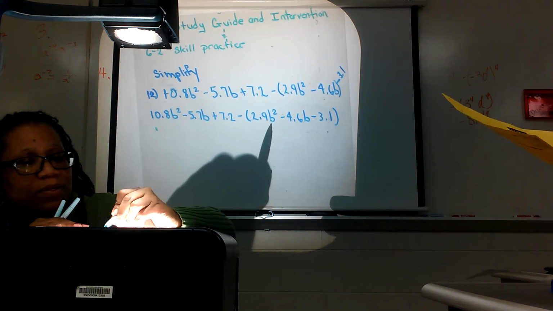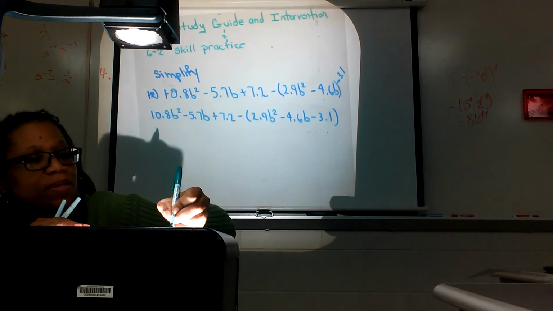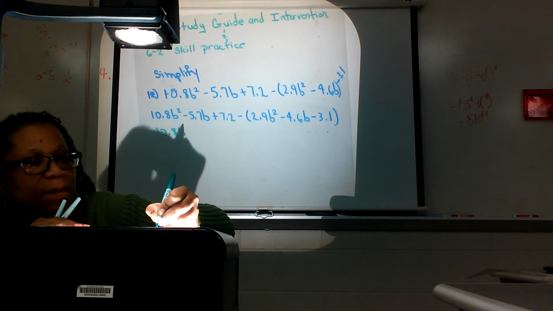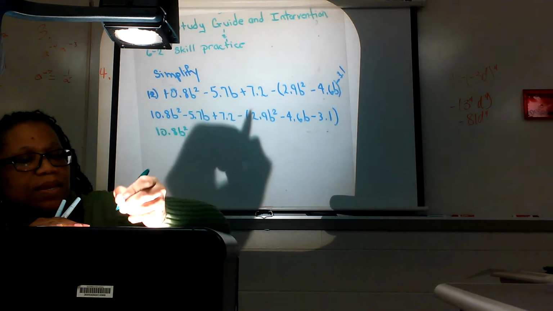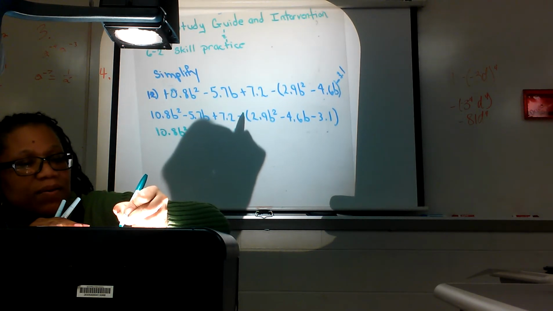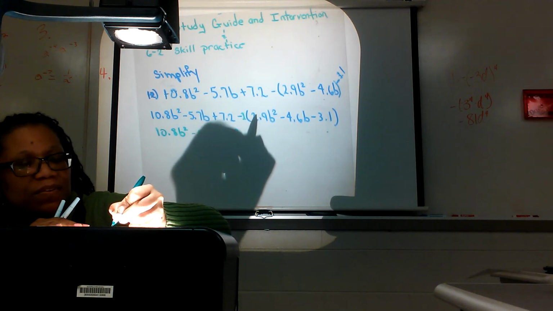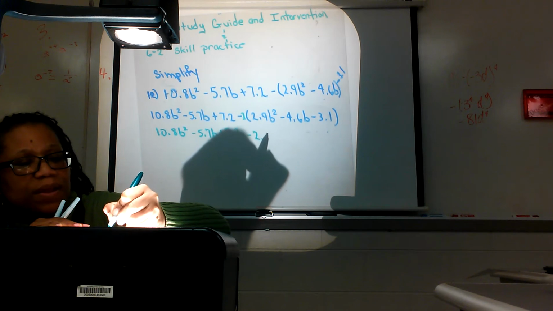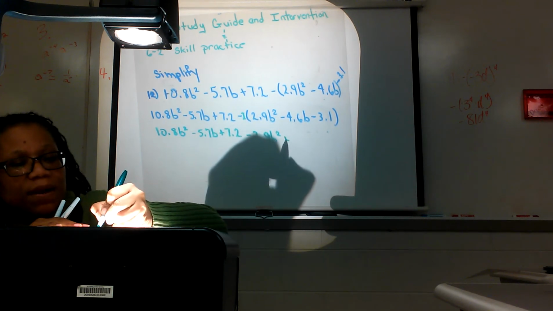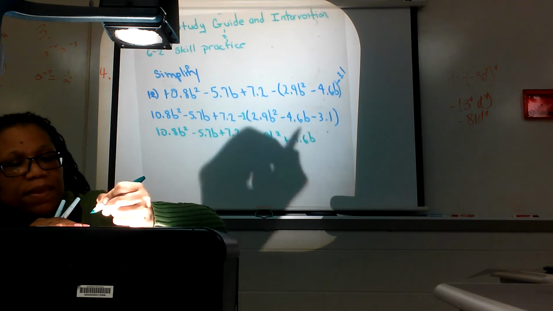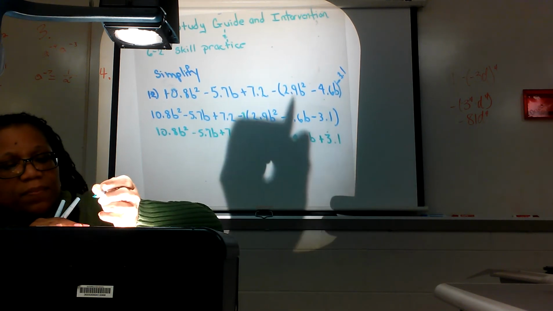You change that to a negative, and change this to positive, and change this to positive. So we're going to say 10.8b squared minus 5.7b plus 7.2. We can look at it as a -1 if we like. Don't do that, but this is just giving you an idea. -1 times positive 2.9b squared gives me -2.9b squared. This -1 times the -4.6b gives me a positive 4.6b, and this -1 times -3.1 gives me a positive 3.1.